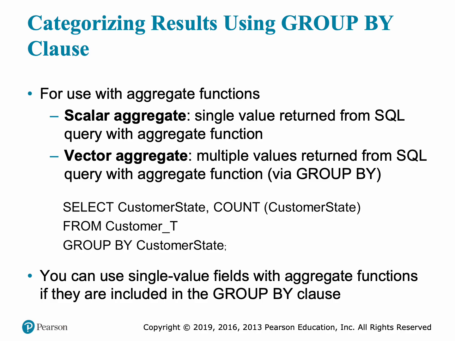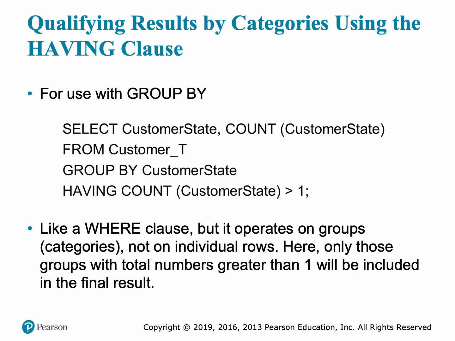If all we wanted was the total number of customers across all states, we could do this scalar aggregate query: select count star from customer_t. This query will return a single value, which is the total number of customers. That would be the sum of all individual numbers returned from the aggregate query displayed in this slide.